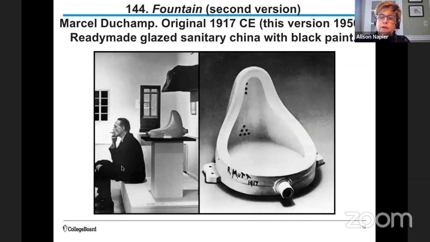Several photographs were taken of the work in 1918. They showed it at the show, and these images also show it in the doorway of his studio. What happens next, we don't know. It might have been thrown out when Duchamp went to Buenos Aires in 1918. But somehow it got lost, potentially destroyed.